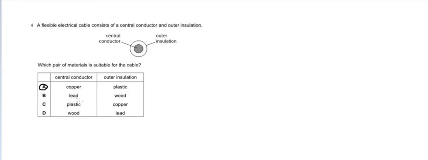Option B is lead and wood. Lead we generally don't prefer for a conduction wire, and wood we never use for insulation. The outer part is always plastic. The third one is option C. Plastic is not a conductor, and wood is also not a conductor. So option A is the only correct option. Let's move to the next problem.